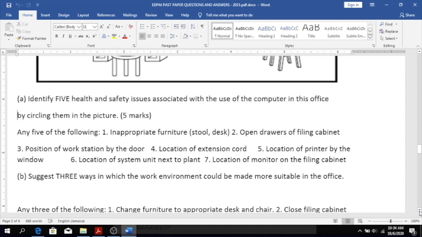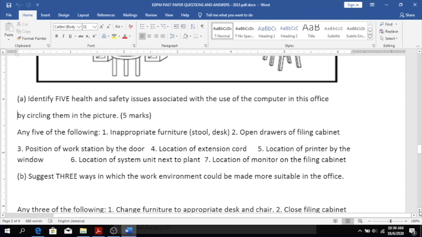Location of the system next to the plant. Like I said, it shouldn't be beside the plant. So the heat that is produced from it can kill the plant in a short space of time. Location of monitor on the filing cabinet. Like you identified earlier. So it shouldn't be up there. It should be on a computer desk.